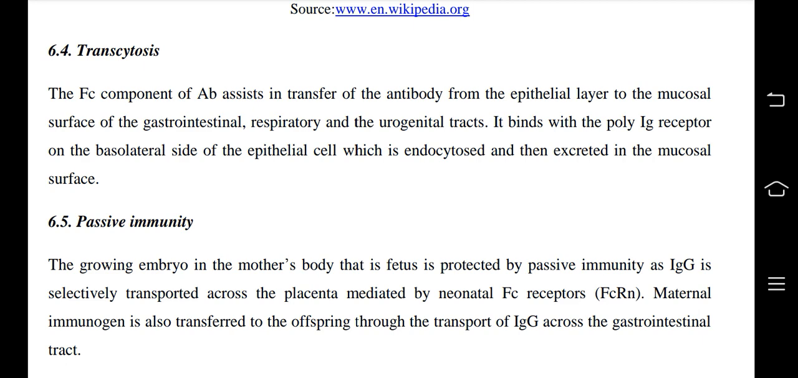It binds with the poly-Ig receptor on the basolateral side of the epithelial cell, which is endocytosed and then excreted at the mucosal surface. That is transcytosis.